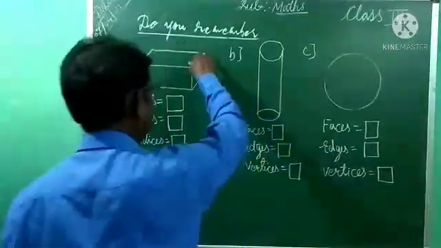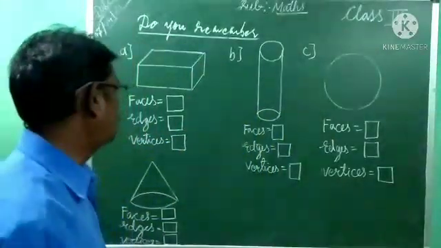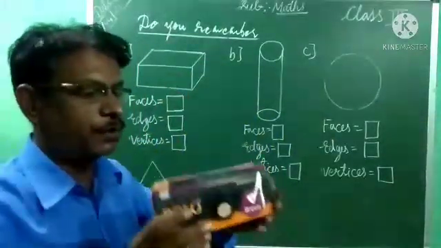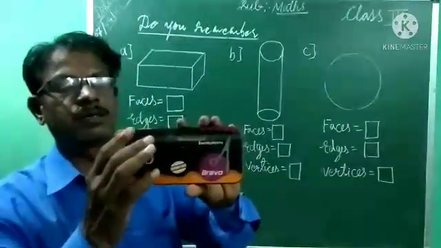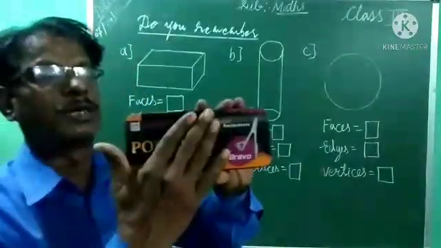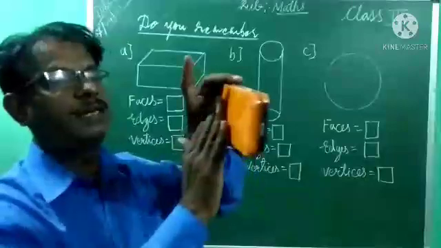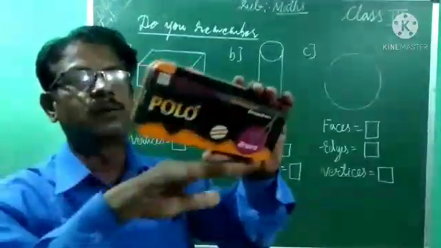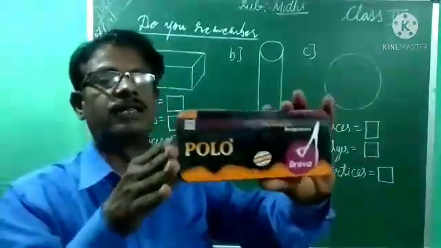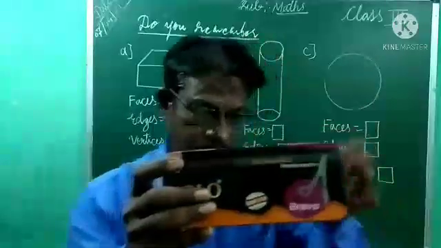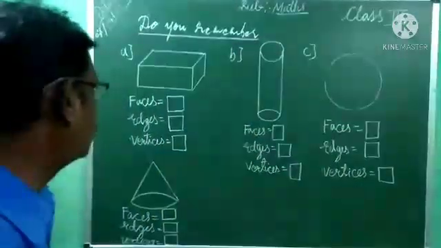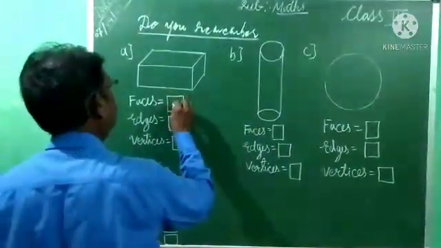Now we have to study. Do you remember here? Now this is an example of a cuboid. This is a geometry box. Here total faces how many? 1, back side; second, upper side; third, down side; 4, on the side this side; 5 and this side 6. So total faces we are getting here 6 in a cuboid.